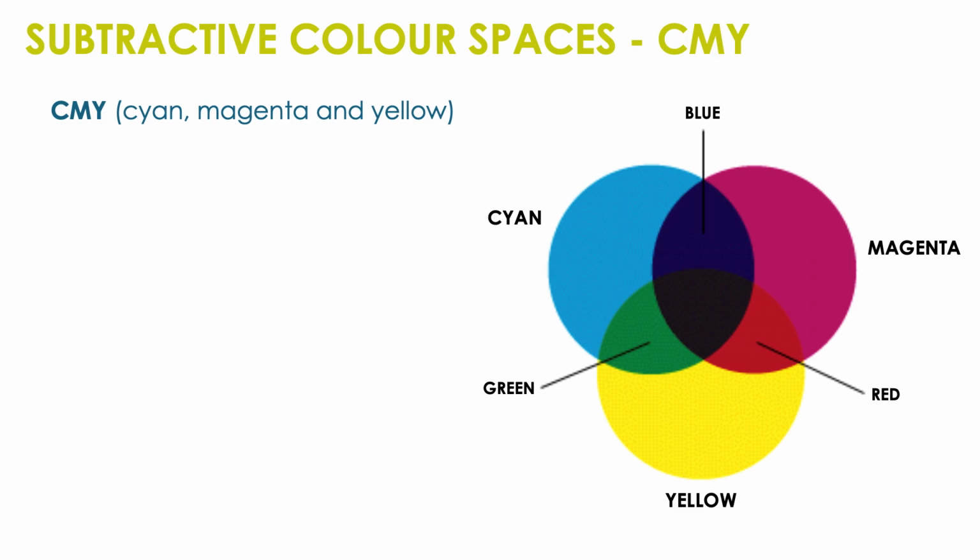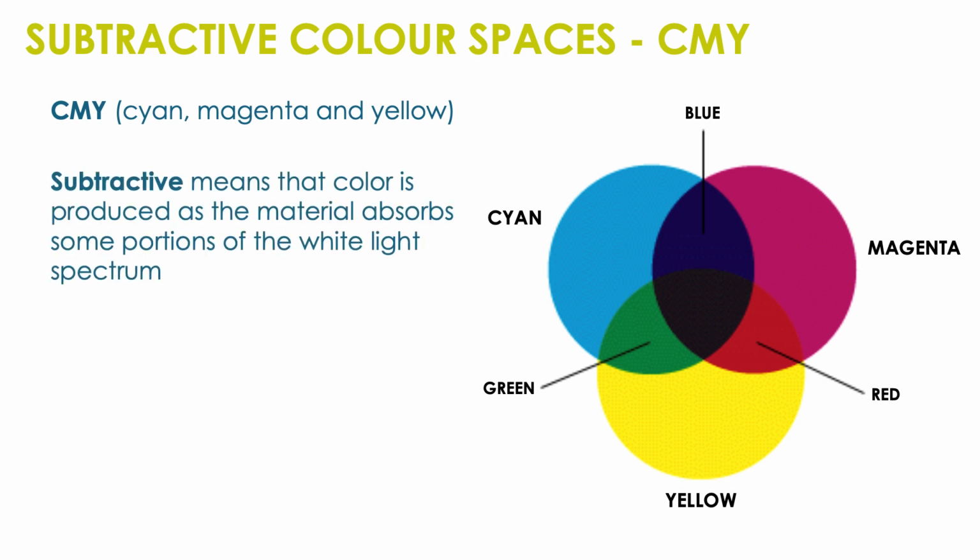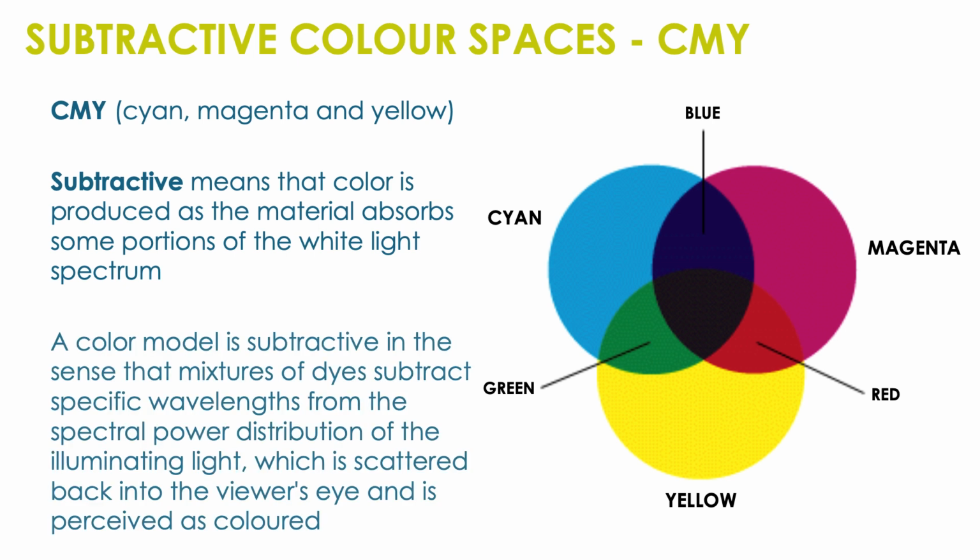So let's move to another paradigm, the subtractive color space. The subtractive color model, like CMY, cyan, magenta, and yellow, creates colors by absorbing parts of the white light spectrum, which is similar to our perception. A color model is subtractive in the sense that mixtures of dyes subtract specific wavelengths from the spectral power distribution of the illuminating light. So mixing these pigments in equal quantities results in black. This model is often used in printing and material design.